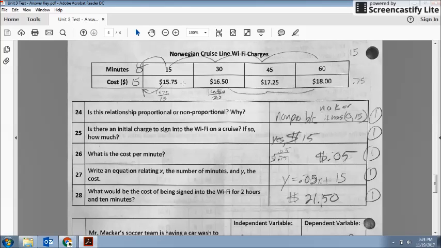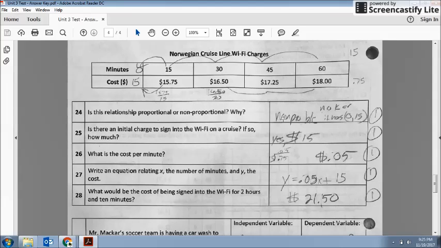But now I've got to give you the y. So now I have to find the pattern. The pattern is that the x increases by 15 and the y increases by 75 cents. So now I can go backwards. I can subtract 15 from the top and get 0, and subtract 75 cents from the cost and get 15. So for 0 minutes, it's 15 bucks. That's kind of like an initial setup fee.